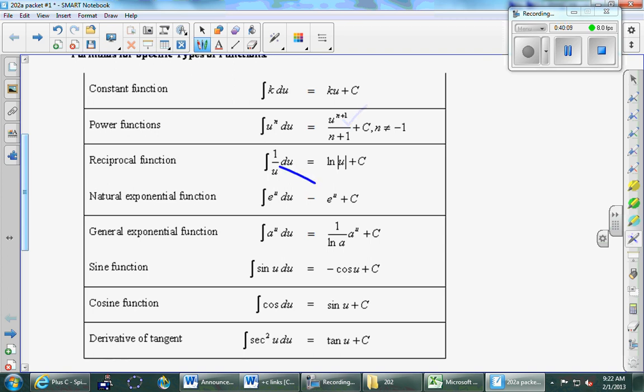We saw 1 over x. It became an ln. There's an absolute value. We'll talk about why that's there in a future class. We saw e to the u. I think I lost part of my equal sign. We saw a to a power with the 1 over ln of a. Right? We've seen a lot of these things. We saw sine, we saw cosine. We didn't see the secant squared, but that's okay. And you've got all these antiderivatives on the paper in front of you, okay?